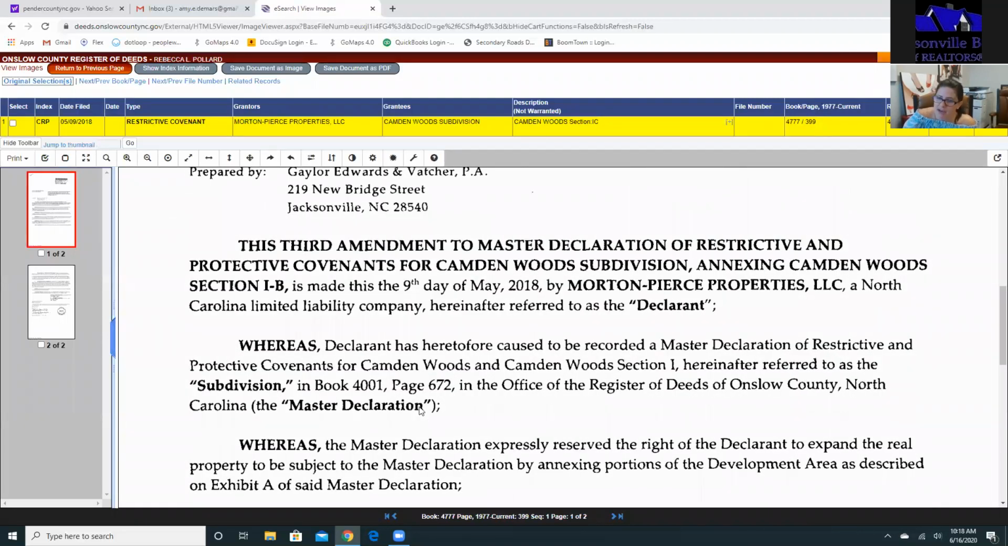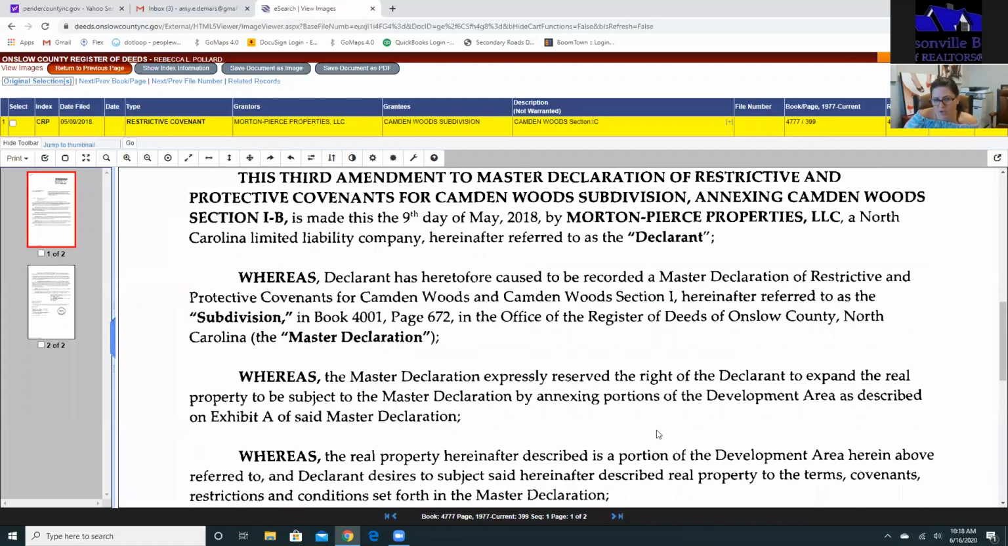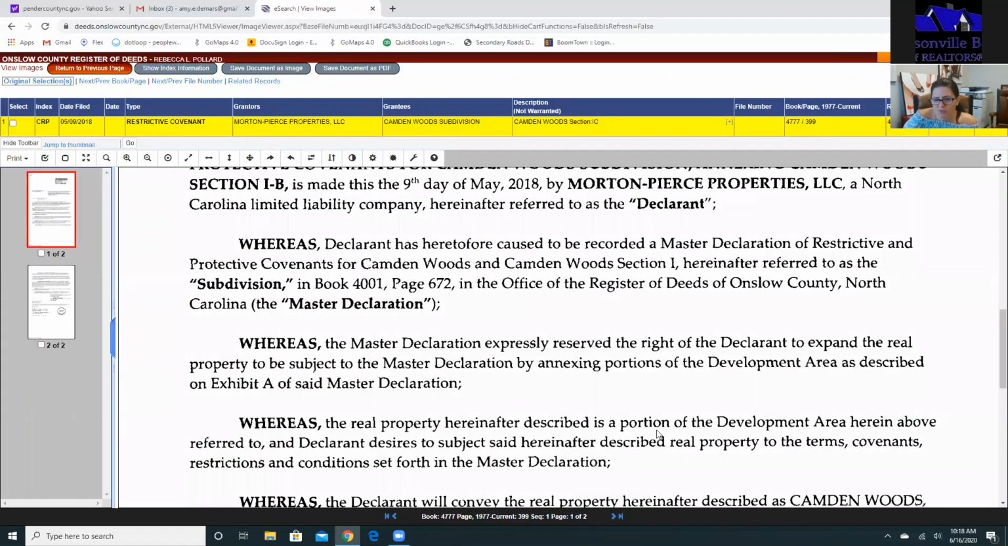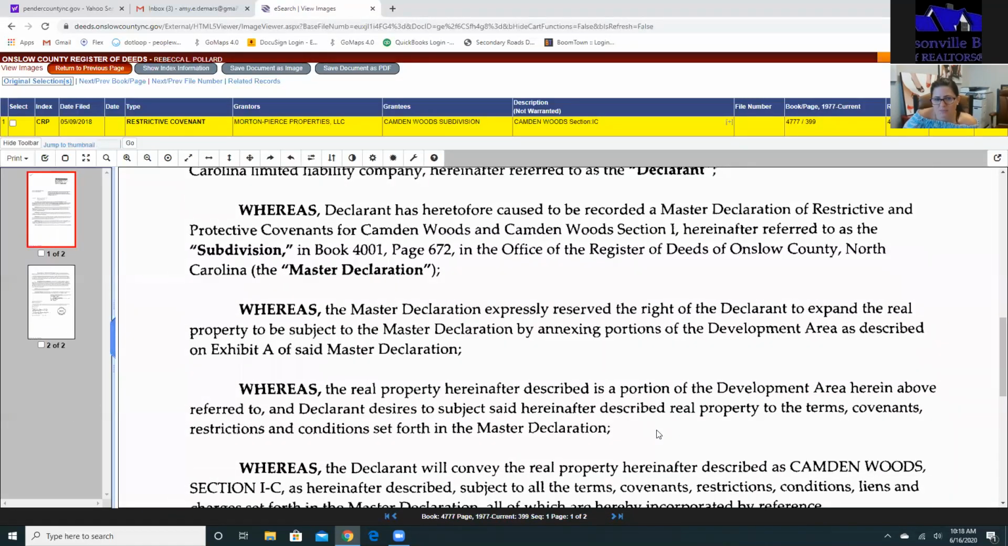So now that you have that number, if you couldn't get it off of a deed or anything else, you would also be able to type those numbers into the book page and get those master declarations. So I'm just showing you a bunch of different ways to find all of this.